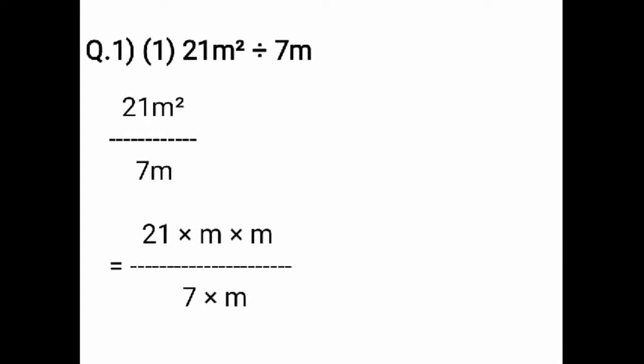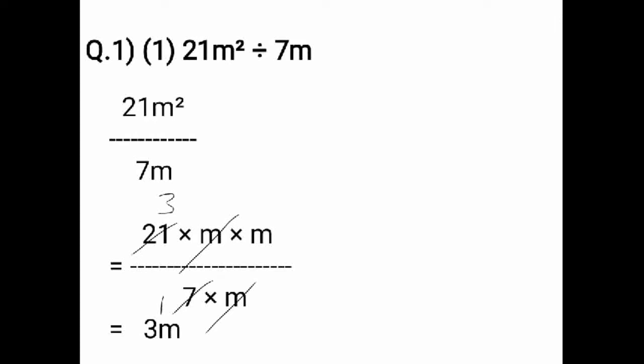Now you have to do cancellation. Number 21 is in the 7 table. 7 ones are 7, 7 threes are 21. 1 m gets cancelled on numerator and denominator, like this way. Now the number which is left you have to multiply on the numerator. In the denominator nothing is left to multiply. That is equal to 3 into m, which is 3m.